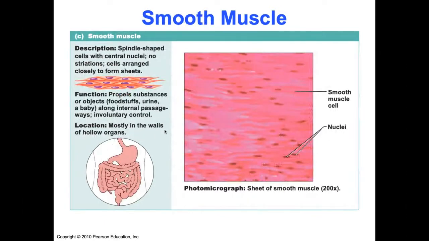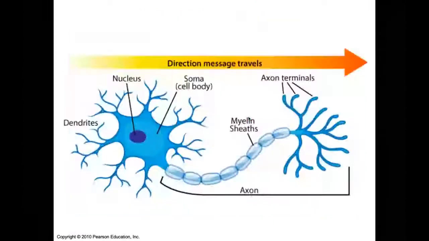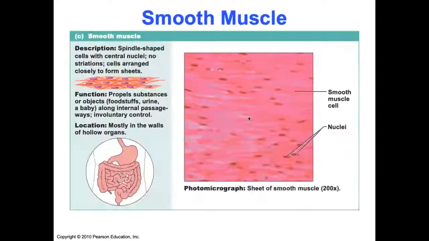involuntary; and smooth muscle, they're spindle shaped, there are no striations. We find them in arteries, we find them in organs, the digestive tract, we find them along blood vessels. Again, smooth. When we come back, we will finish with the fourth type, which is nervous tissue.